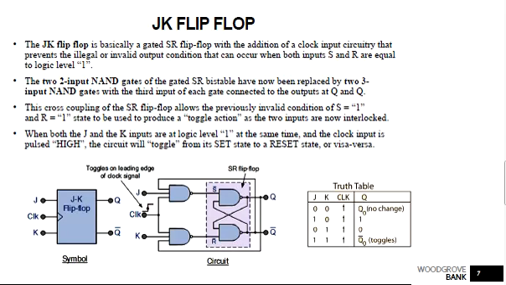and this cross coupling of the flip-flop allows the previously invalid conditions. Previously there was an invalid condition where both S and R are equal to 1, which now becomes a toggle action. Whenever both inputs are high, there will be toggling of the output. That means if previously it was 1 0, now it becomes 0 1, so the output will change.